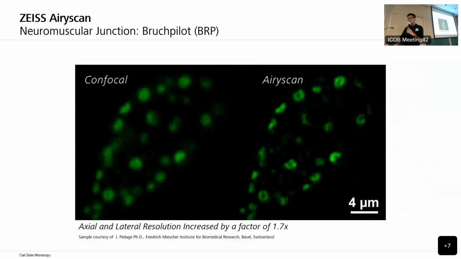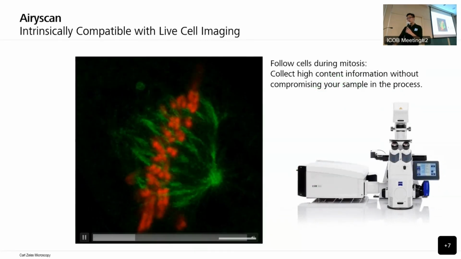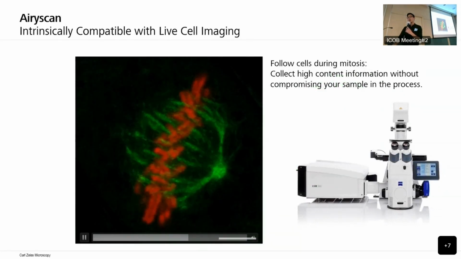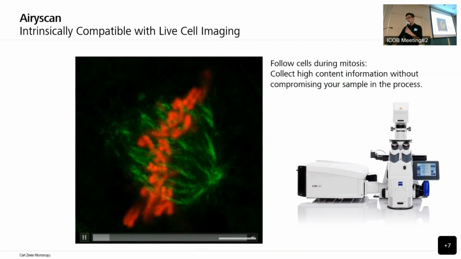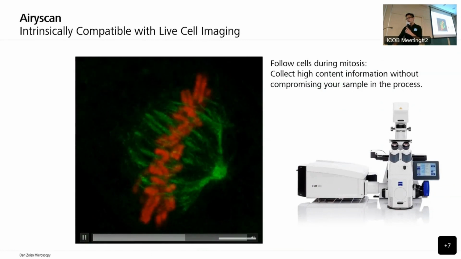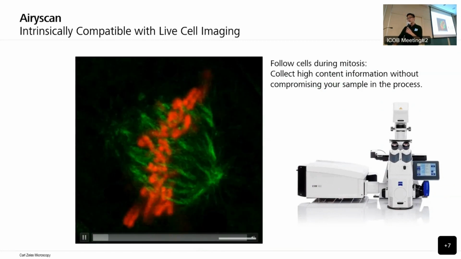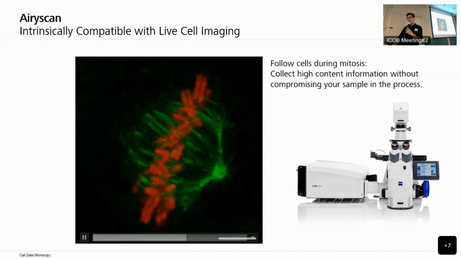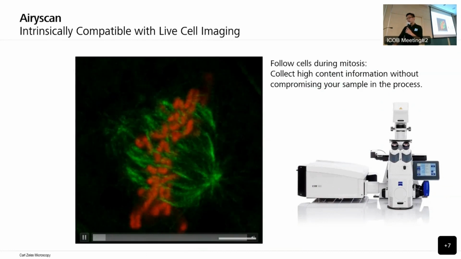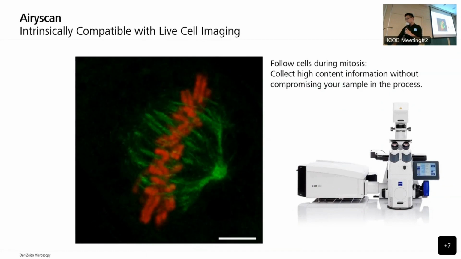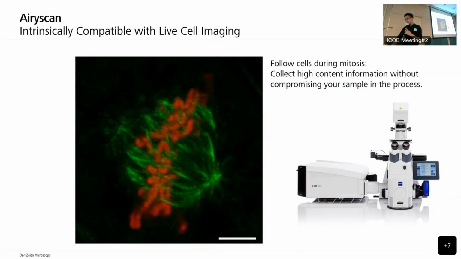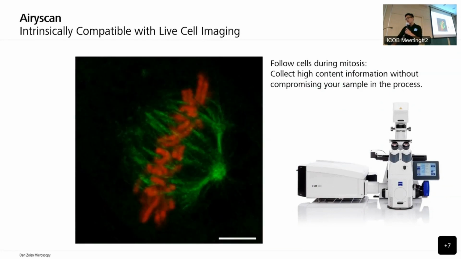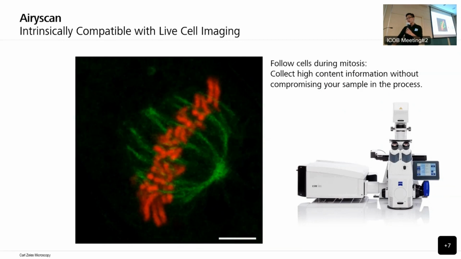Let's see. So here are the animations of the time series data sets. We can see the chromosomes and the microtubules, right? Let me check, is it microtubules or tubulin? So the green one is tubulin, labeled by GFP.